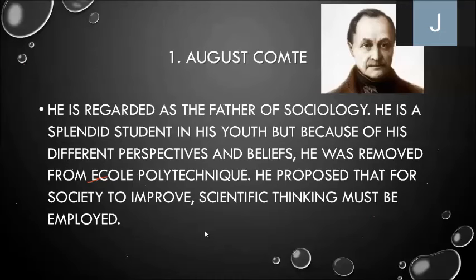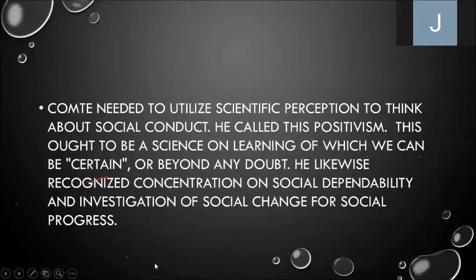Then he also proposed that for society to improve, scientific thinking must be employed. Now, Comte also needed to utilize scientific perception to think about social conduct. He called this as positivism. This ought to be a science on learning of which we can be certain or sure or beyond any doubt. That's why the term positivism was used. He likewise recognized concentration on social dependability and investigation of social change for social progress. So for the society to experience or to achieve progress, then there must be social change.